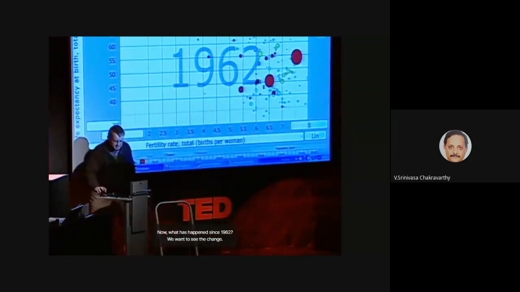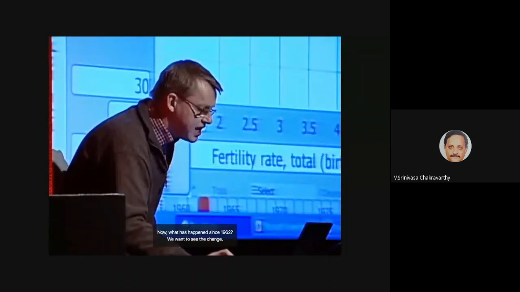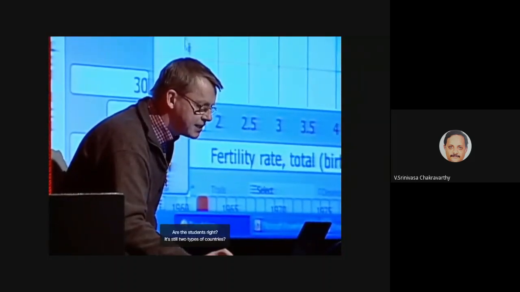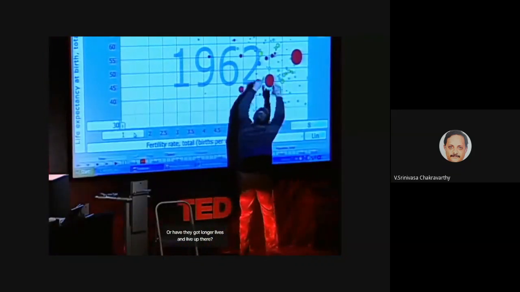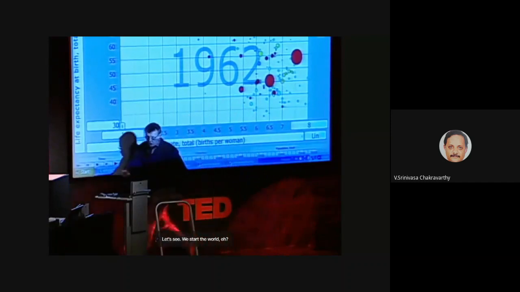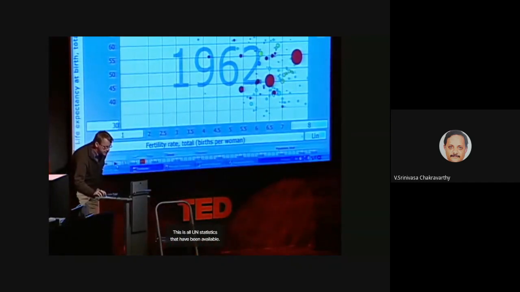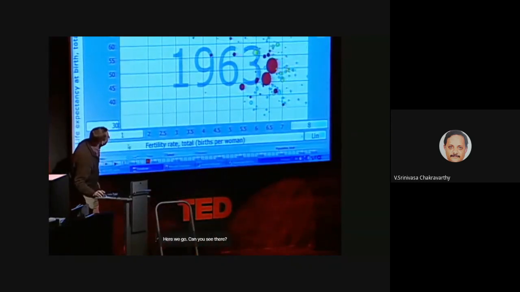Now, what has happened since 1962? We want to see the change. Are the students right? Is it still 2 types of countries? Or have these developing countries got smaller families and they live here? Or have they got longer lives and live up there? Let's see. We start the world. And this is all UN statistics that have been available. Here we go. Can you see there?